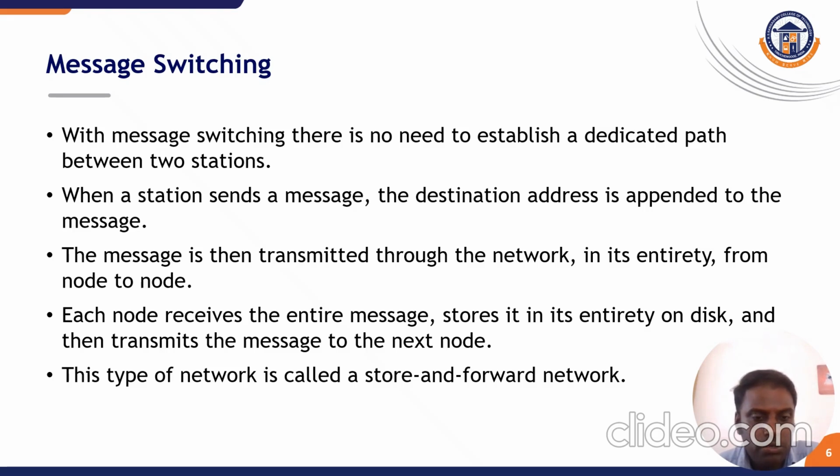So what this type of switching basically does is, once the message is received, it is enveloped with the destination address, then stored, and forwarded to the next hop, that means the next node. That is why we call it a store and forward network.